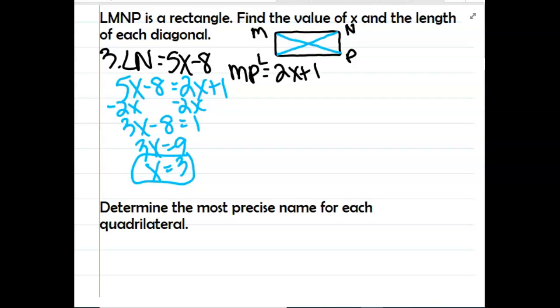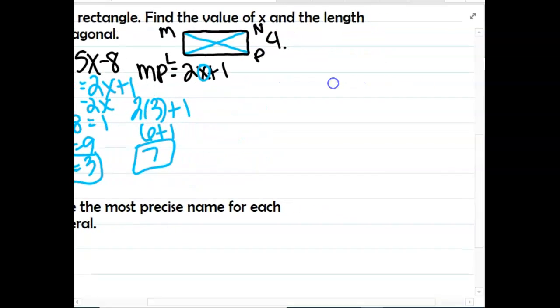Now if you look back at the directions that said find the value of x and the length of each diagonal, how am I going to find the length of each diagonal? Plug it in. Do I need to plug it into both? No. Why? They're congruent. They're the same, so just pick one of them. So I might do the second one because it's a little bit easier. So we do 2 times 3 plus 1, which would be 6 plus 1, which would give me 7. And let's do one more of those.